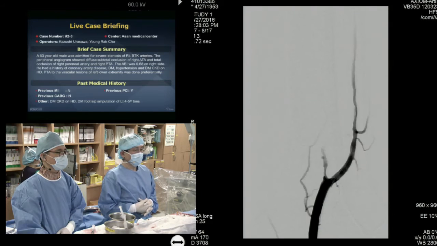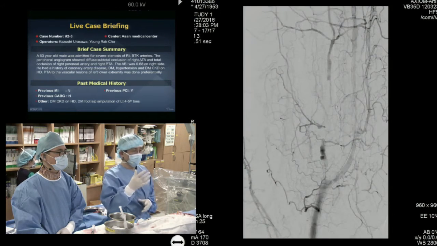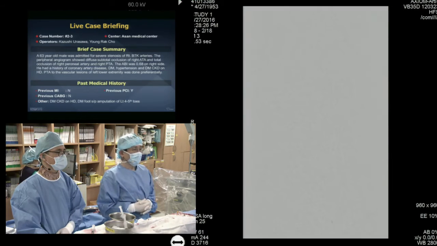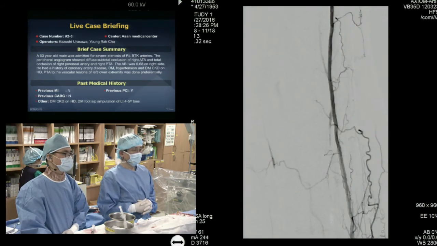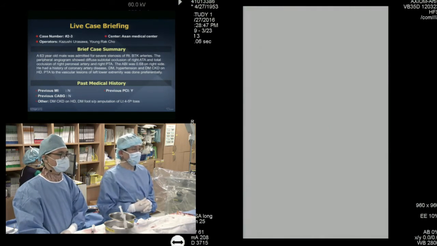DSA of the last shot, the proximal part. There is no dissection at all. Next one, please. And the middle part of the ATA. Dissection well healed. Next one, please. Distal ATA.